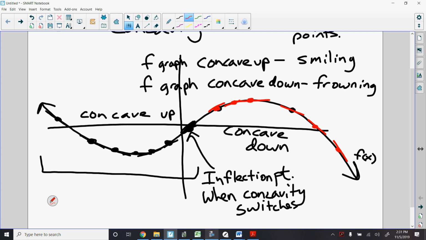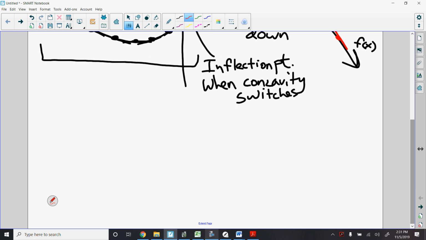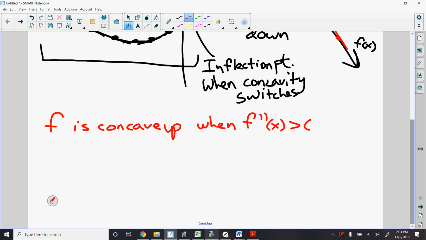So here is the rule. Again, this part should be in your notes. It's going to be in the Quizlet eventually here. Very important. So f is concave up when our second derivative is positive. Okay? So I can get to the second derivative and figure out if my second derivative is positive or negative. That will tell me whether the shape of my original f graph will be smiling or frowning.